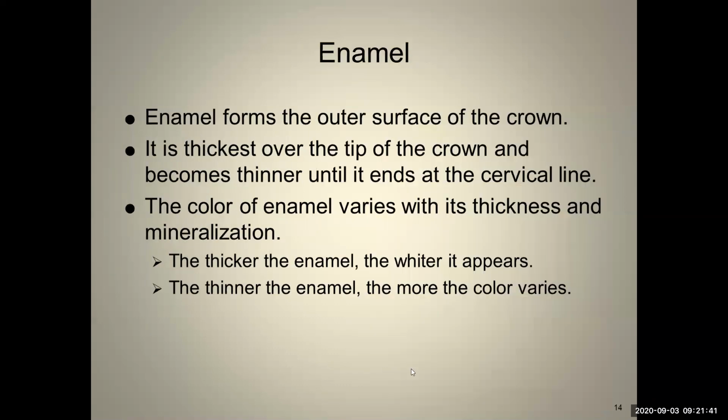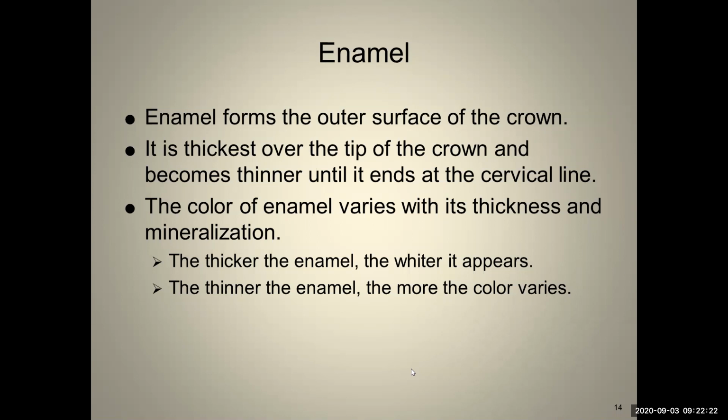So let's talk about the enamel. The enamel forms the outer surface of the crown, and it's thickest over the tip of the crown and becomes thinner until it ends at that cervical line, the cementoenamel junction. The color of the enamel varies with its thickness and mineralization. The thicker the enamel, the whiter it appears. The thinner the enamel, the more the color varies, because where it's thin, the enamel can be translucent, and you're seeing the dentin underlying it.